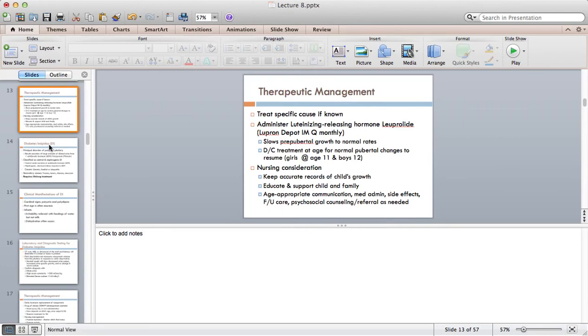So in the conditions that we have treated so far, none of these is a lifelong treatment. Okay, these are all temporary treatments that once we achieve the goal of that treatment, we will withdraw the medication. Okay? Any questions? Okay.